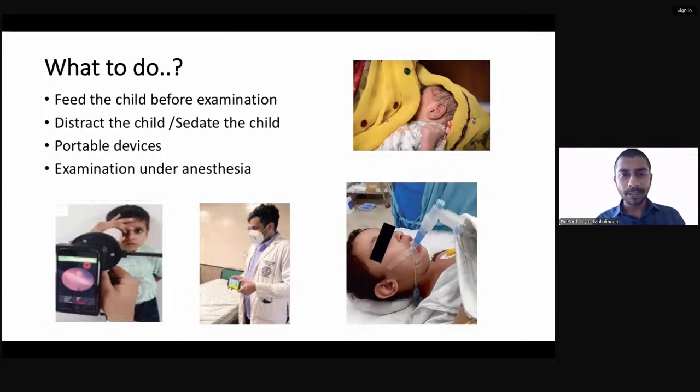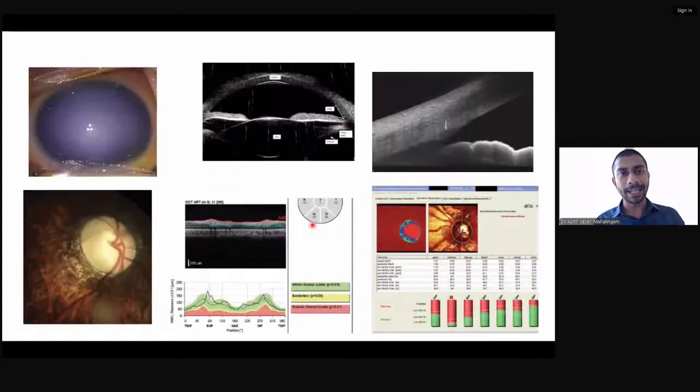Or if the child is not cooperative or any other thing, then we have to go for examination under anesthesia. That is the last resort. So imaging can be anything, starting from clinical picture of anterior segment or posterior segment to UBM and OCT or HRT. So now I'll be mainly talking about the anterior segment OCT and UBM.